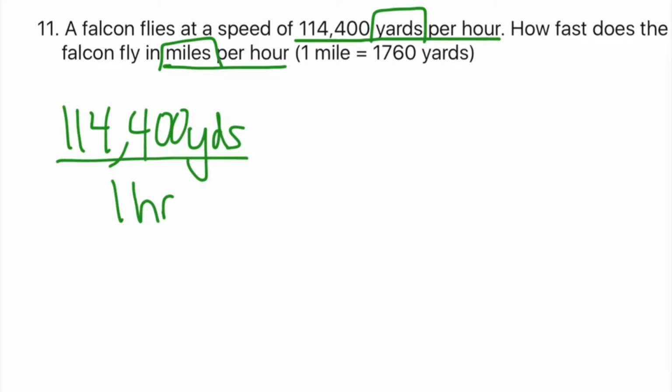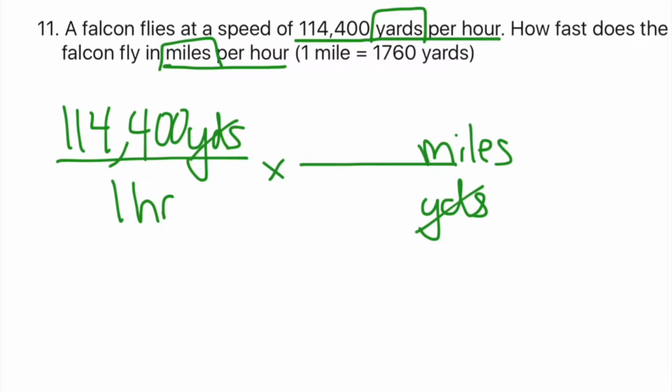And we want yards to cancel out and go to miles. So I need to make sure on my unit multiplier I have yards on the bottom so that these will cancel and miles on top. And this time they gave us what the unit multiplier is. They're saying 1 mile is 1,760 yards. So we just multiply across.